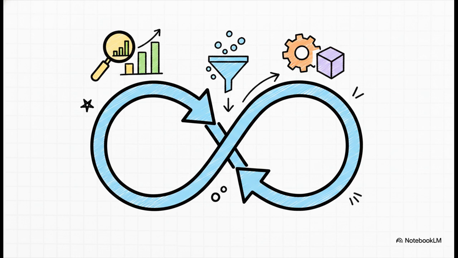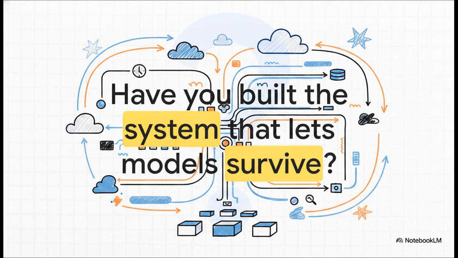Because an enterprise ML system isn't static, it's a living organism that needs continuous monitoring and autonomous retraining to stay accurate. Which leaves us with the ultimate engineering test. You've built the models, but have you built the system that lets them survive? I highly encourage you to look at your current architecture today.